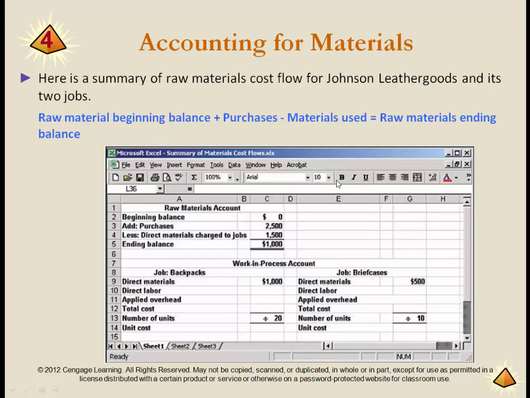So here's a way of doing this in Excel, and you can see that this is calculating the materials and what they had and what they issued. So you had 1,500. It looks like they have 1,000 that were issued to direct materials for this particular job, and then you had another 500. So you have 1,500 total for materials, and you have two different jobs. One's backpacks and one's briefcases. So these are two different job sheets.